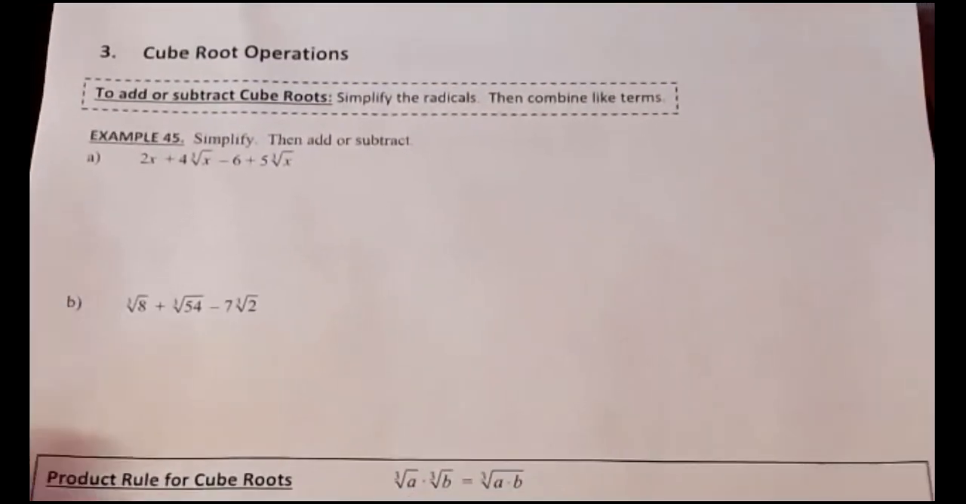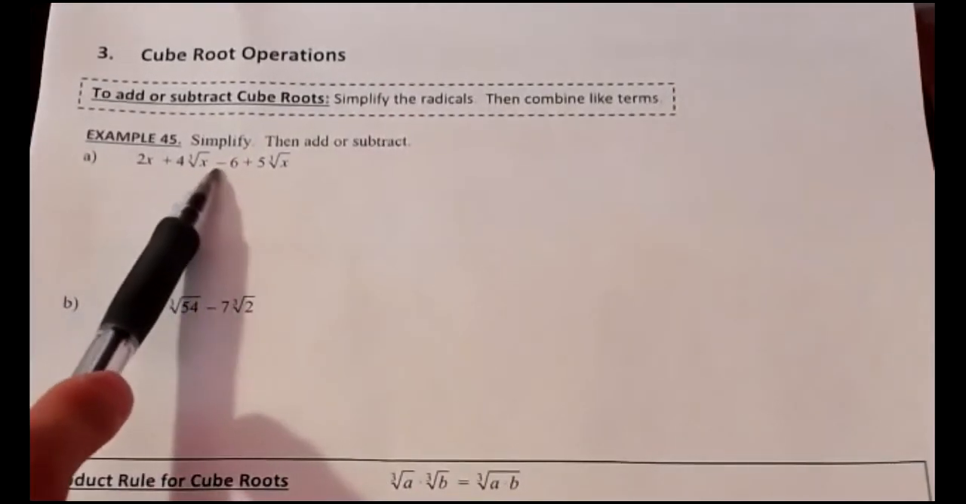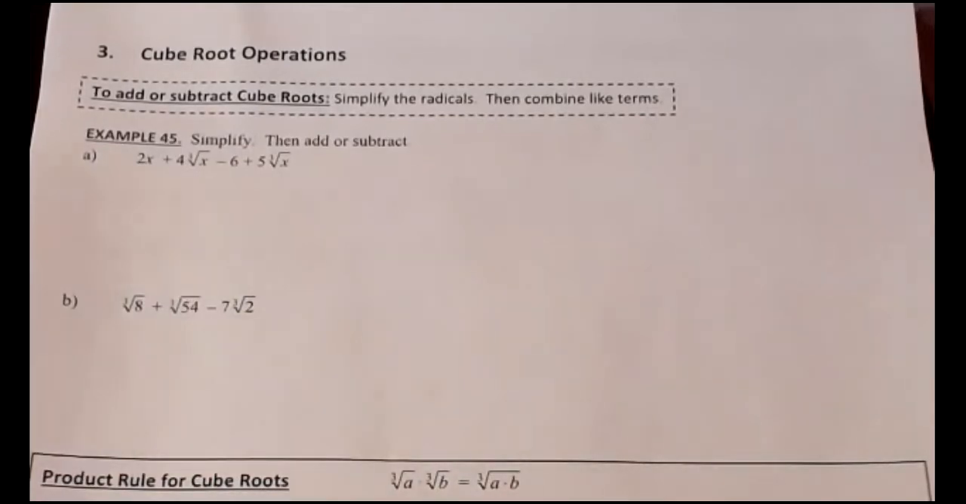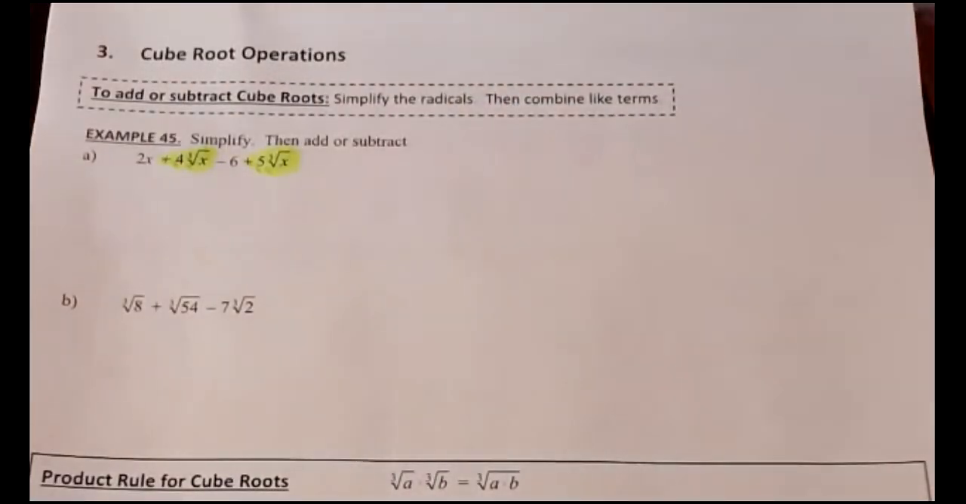Now, when you add or subtract cube roots, that's the same thing as when we added or subtracted square roots, which is the same thing as when we added or subtracted variables. Okay, so check this out. We have 2x plus 4 cube root of x minus 6 plus 5 cube root of x. I want you to notice that I have like terms. The positive 4 cube root of x and the positive 5 cube root of x are like terms. They can't be simplified. They're as simplified as it gets.